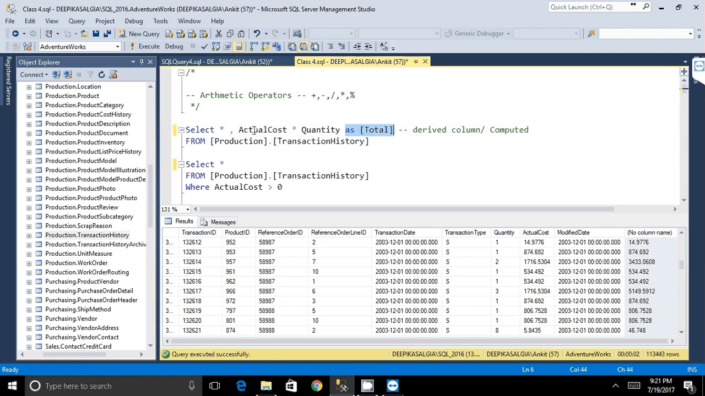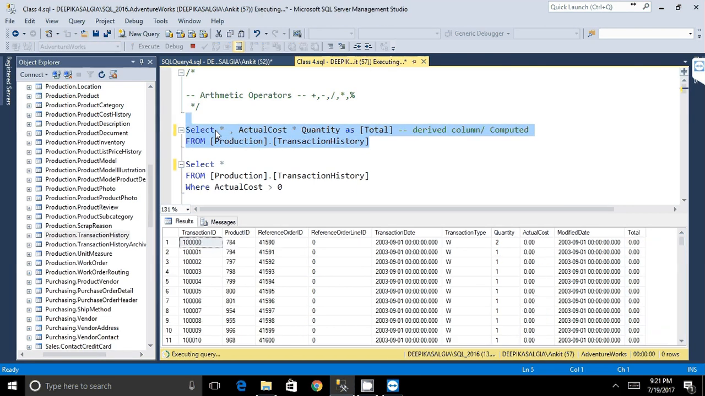Why didn't you get any column name? Because this is a derived column and SQL doesn't know whether it should give actual cost or quantity. It's confusion, so that's why it just doesn't put any name. It asks the user to put one if they want. So now it shows up as total. So you basically have to alias that column.